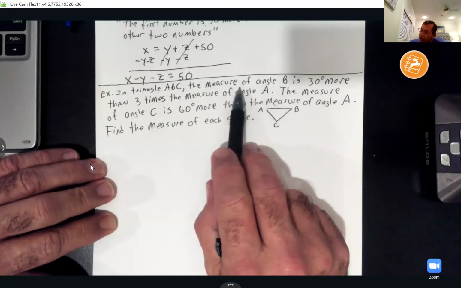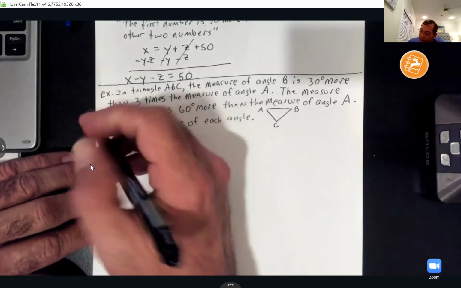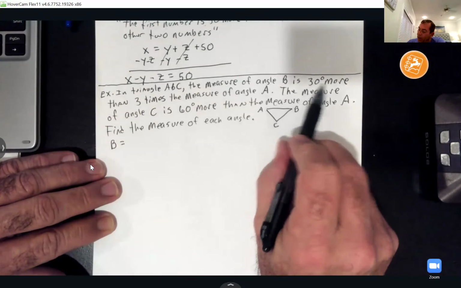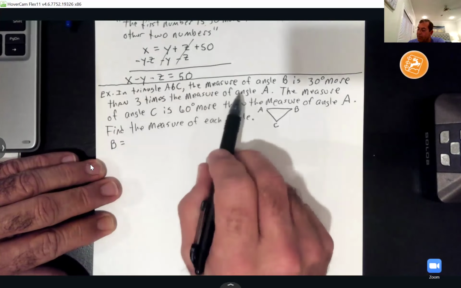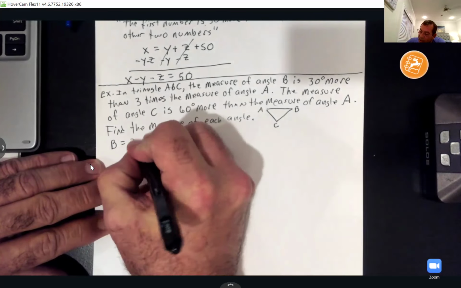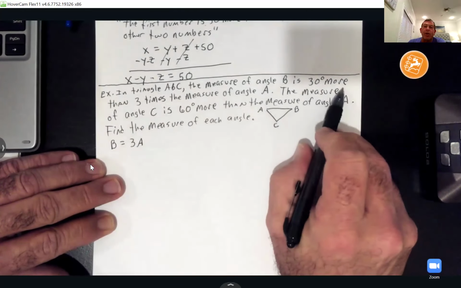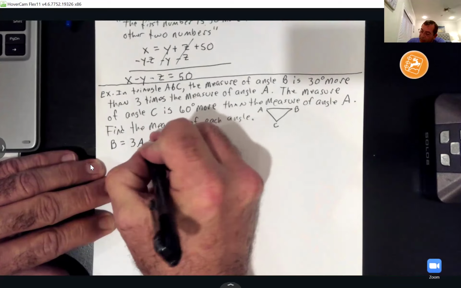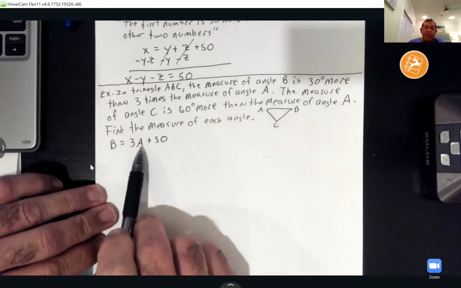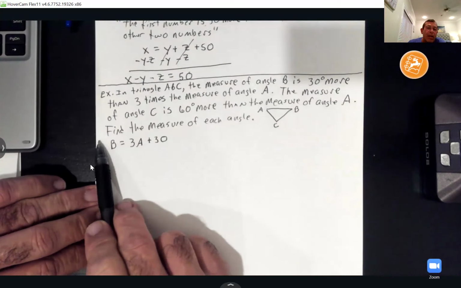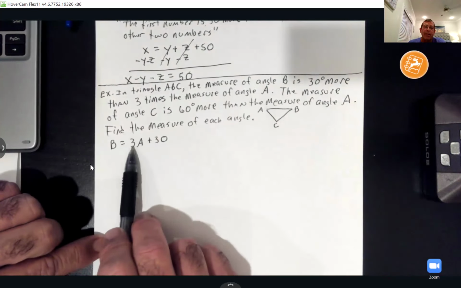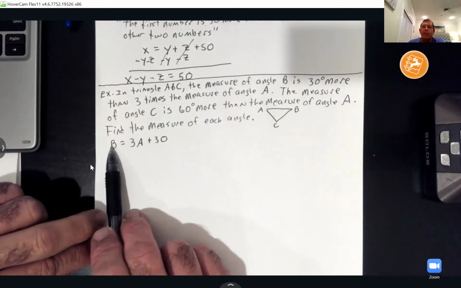So the first thing I do know is this angle B here. B equals 30 more than 3 times the measure of angle A. So 3 times A will be 3A, and then 30 more will be plus 30. Now remember, when we solve this later, we need the A over here, then the B equal to the 30. So we're going to rearrange this one in a second.